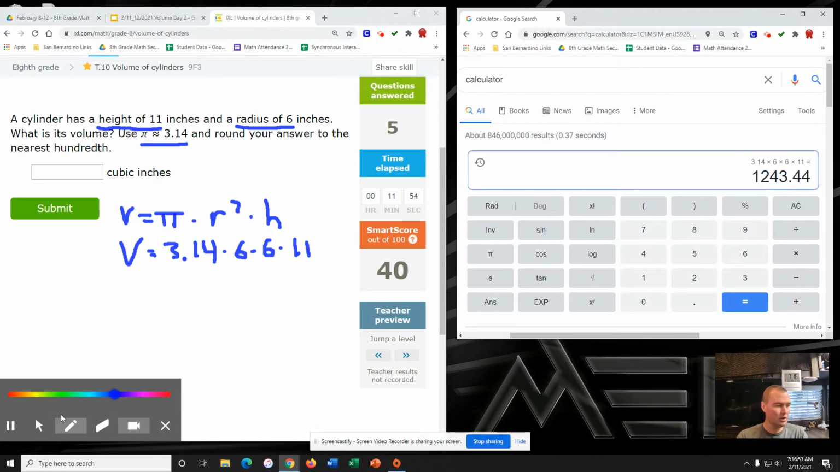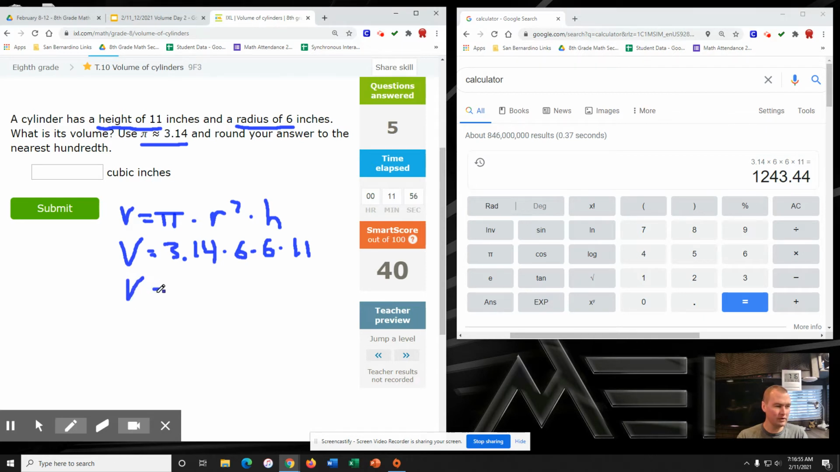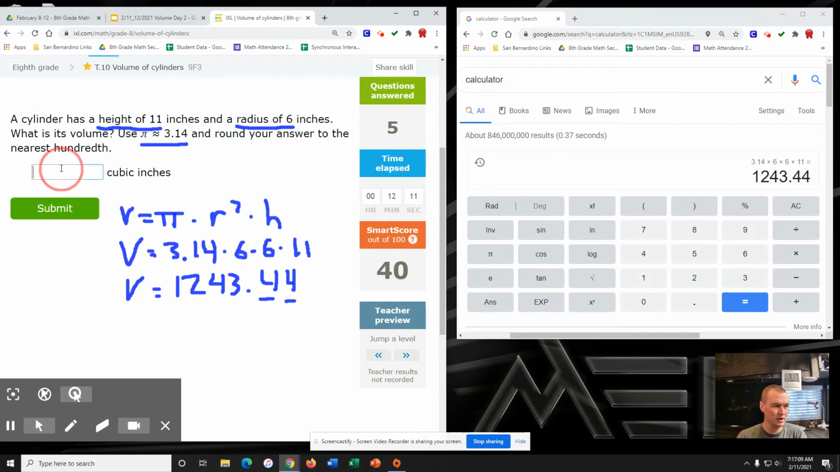We got volume equals 1,243 and 44. Two decimal places is good. That is to the nearest hundredth exactly this time. So we can just go ahead and plug that in. 1,243.44.